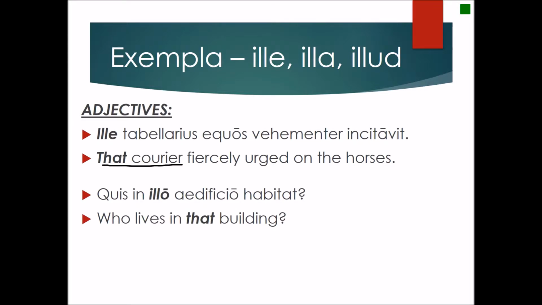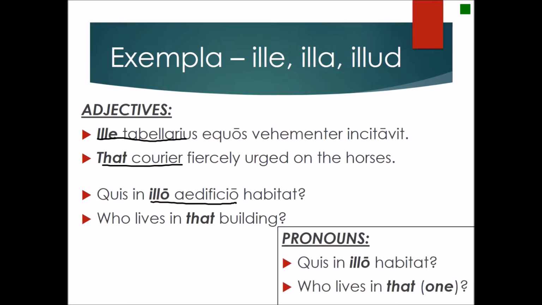Conversely, quis in illo aedificio habitat, who lives in that building? I'm not talking about this building right in front of me. I'm talking now about that building that I see two miles away. As adjectives, ille tabellarius and illo aedificio both agree in case, number, and gender with their nouns. However, this word can also be used as a pronoun by itself without a noun, quis in illo habitat, who lives in that one, referring to some sort of neuter thing.